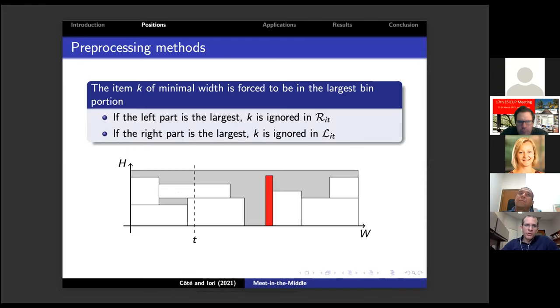I'm also proposing three preprocessing methods to reduce further this number of variables. The first one is to fix the item of minimal width into the largest portion of the bin. So here the item in red is the smallest item and the right portion of the bin is the largest one. So we'll fix this red item in the right portion. So it means it won't be in any patterns that can be in the left-hand side. So when I generate the pattern for this, I can exclude it.